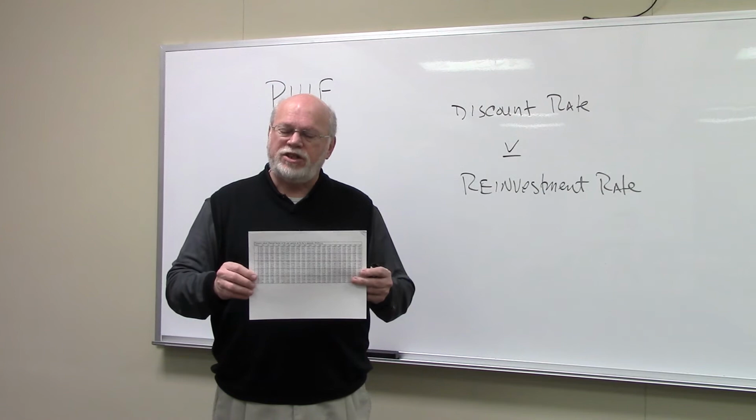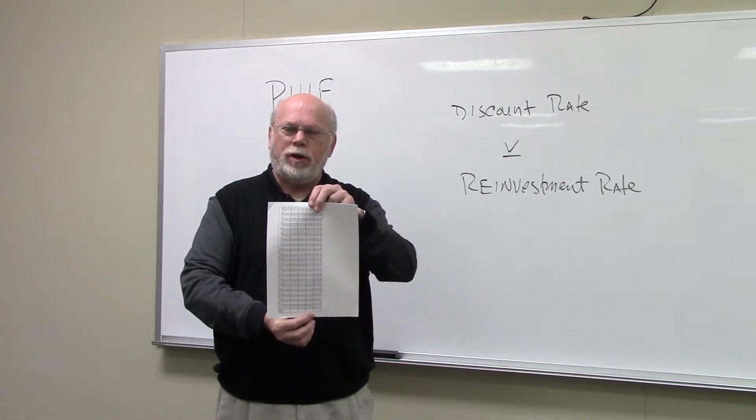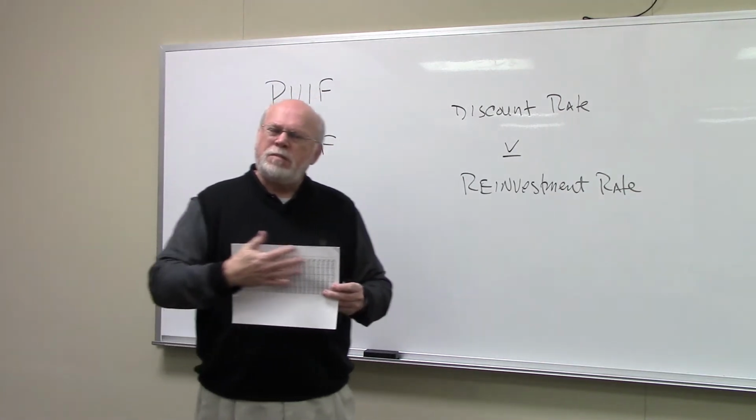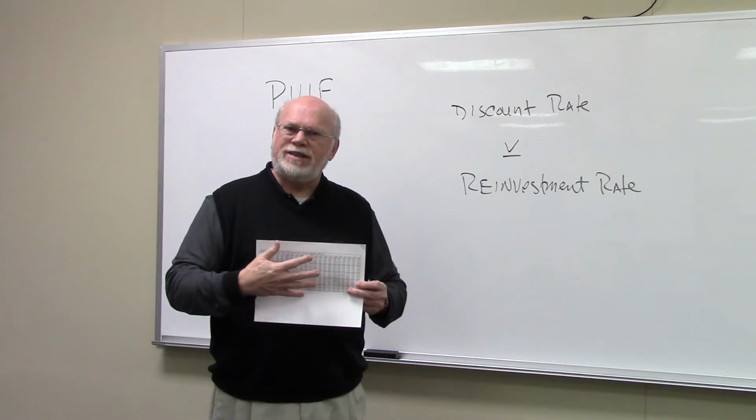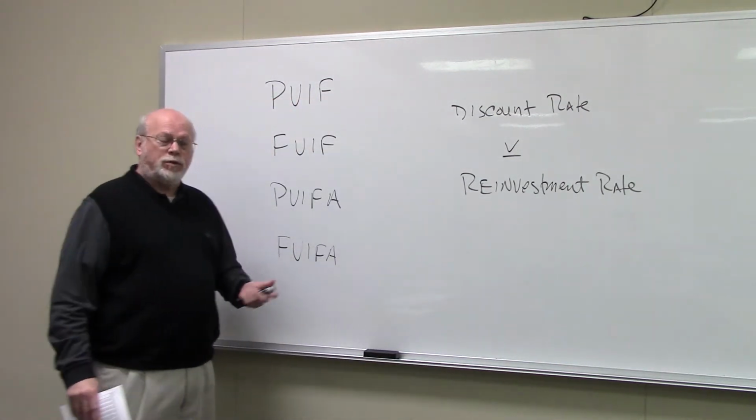And you need to print out each of the tables. And by the way, you need to print them landscape like this. Don't print them portrait, but print them landscape. Now there are just some fundamental things you need to understand about these tables. They're not particularly complicated. But first of all, there are 4 tables.